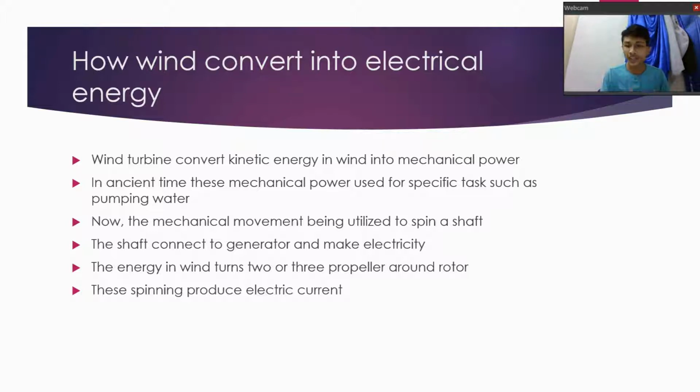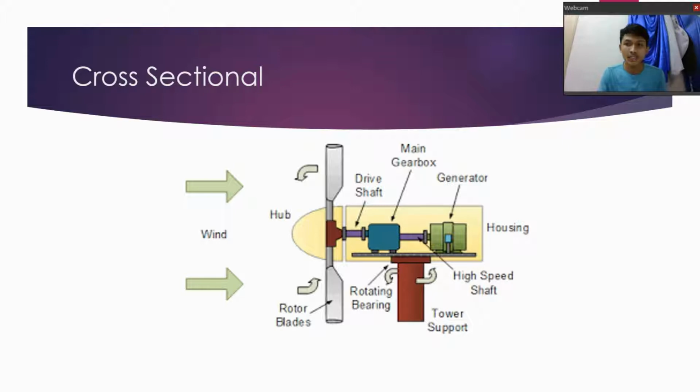an electrical current. So as you can see, this is the cross-section of a wind turbine. There is a hub, drive shaft, main gearbox, generator, and rotating bearing. So this is the basic of the wind turbine.